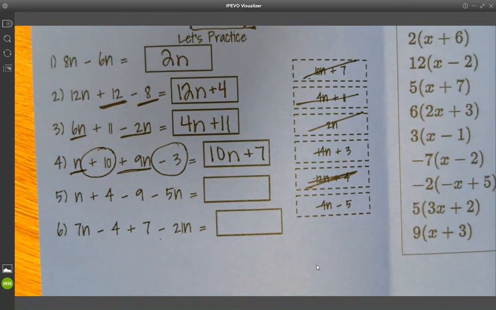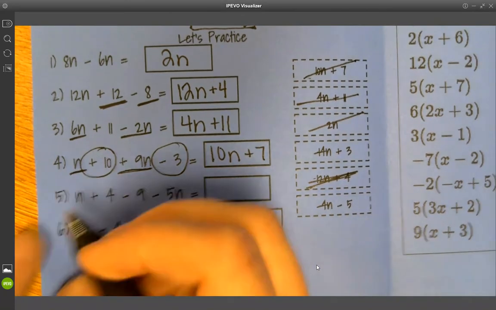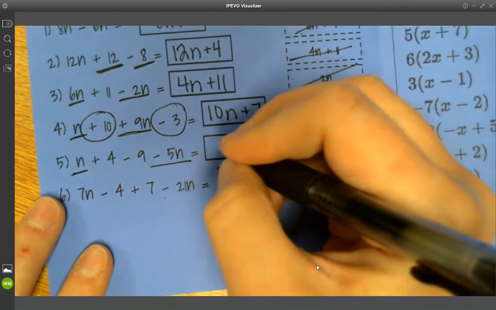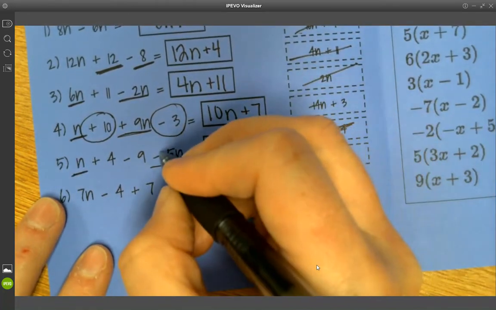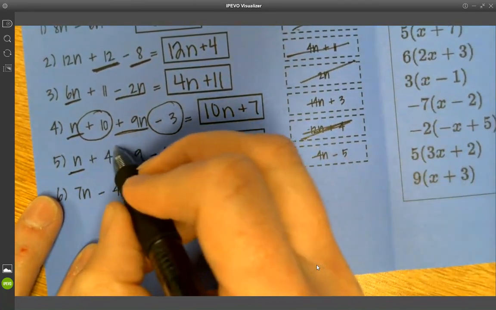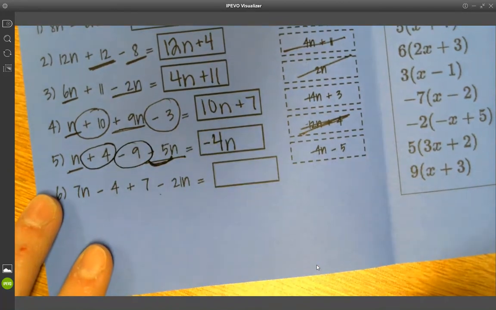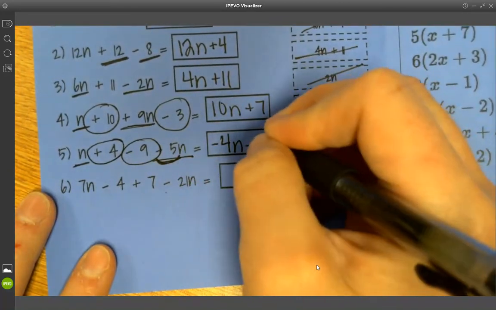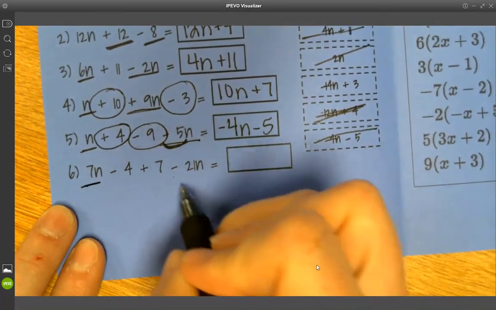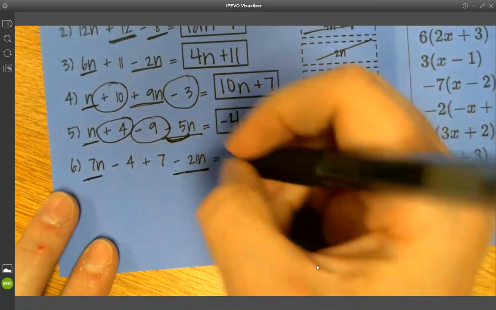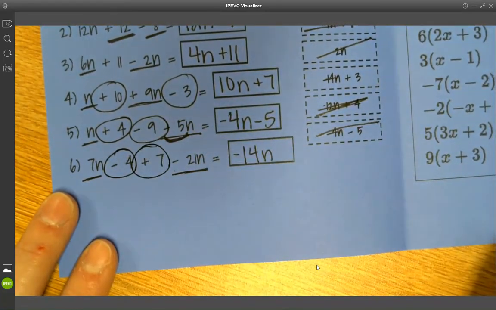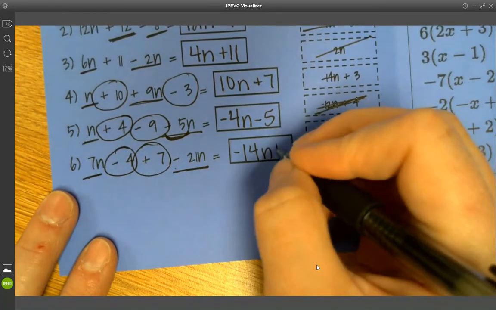So far, so good. Okay, the next one we have an n and then a negative 5n. Yep, but is it positive or negative? Negative, because this is your bigger number. Negative 4n. And then what about this? Negative 5. Yep, minus 5. And the last one, 7n minus 21n. Negative 14n. And then these, negative 4 plus 7 plus 3. Good.